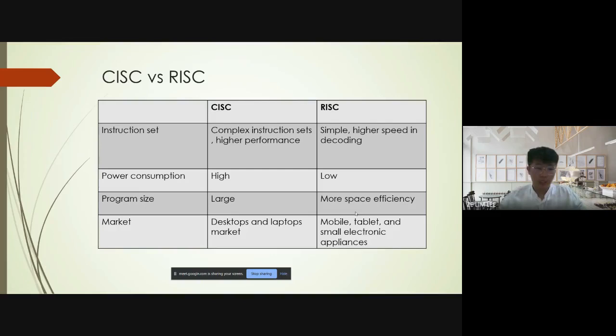In short, the Intel x86 architecture line of microprocessors is dominating the desktop and laptop market where high performance is required, while ARM RISC architecture microprocessors are favored in mobile, tablet, and small electronic appliances.